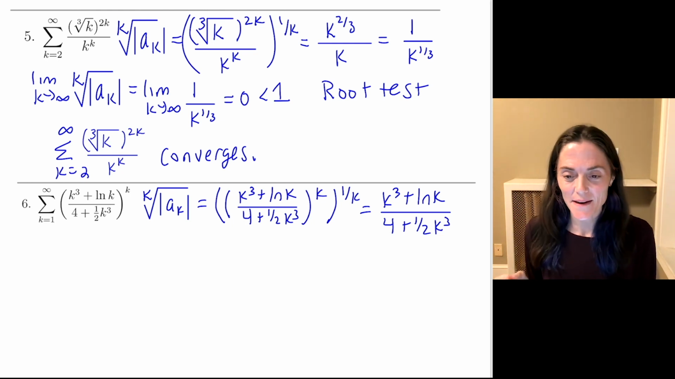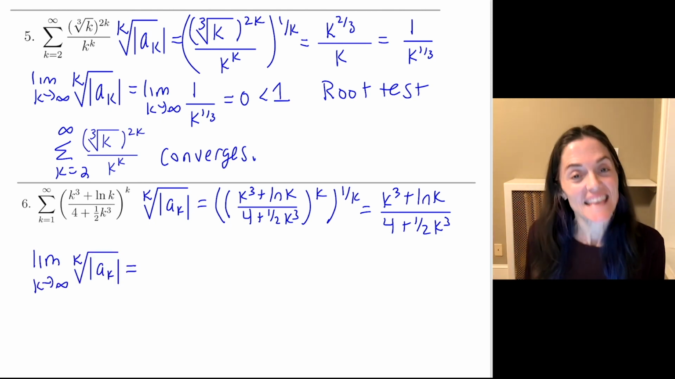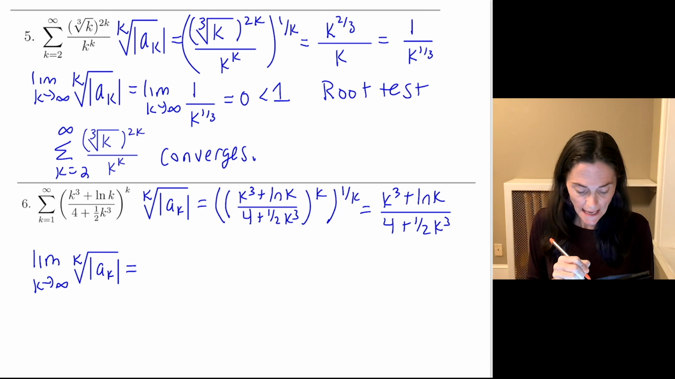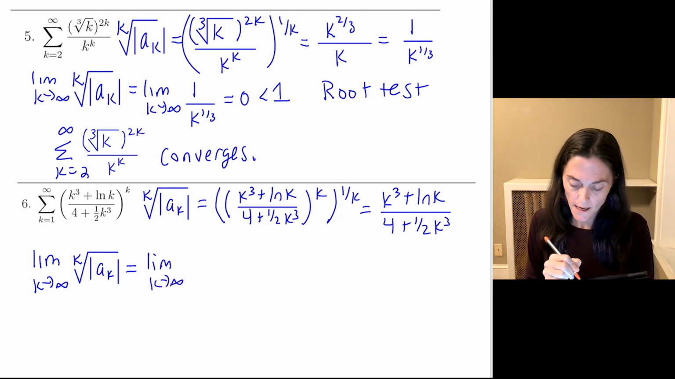This I can take a limit of confidently. So let's take a limit as k goes to infinity of the kth root of the absolute value of a_k. This is a limit as k goes to infinity of this simplified.